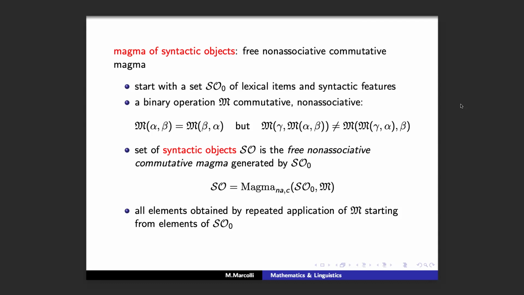Question. So it's commutative solely based on the fact that you're not caring about planar ordering? Yeah, exactly. The commutative is saying that you're not caring about this linear ordering of your lexical items. Okay. And this magma is built not just over lexical items, but also syntactic features, you said. That's right. Yeah, exactly.